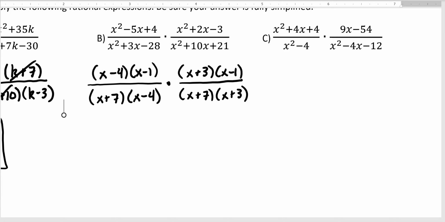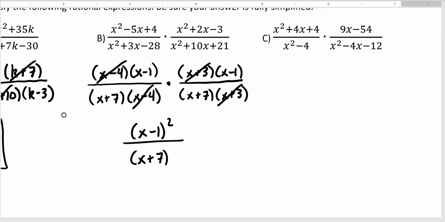All right, let's see what we can divide out. So I see x minus 4 and x minus 4. I see x plus 3 and x plus 3. Notice, I do have x minus 1 and x minus 1, but they're both in my numerators, so I can't divide them out. And then x plus 7 and x plus 7 are both in denominators, so I can't divide them out. So what am I going to be left with here? I'm going to be left with x minus 1 squared over x plus 7 squared.